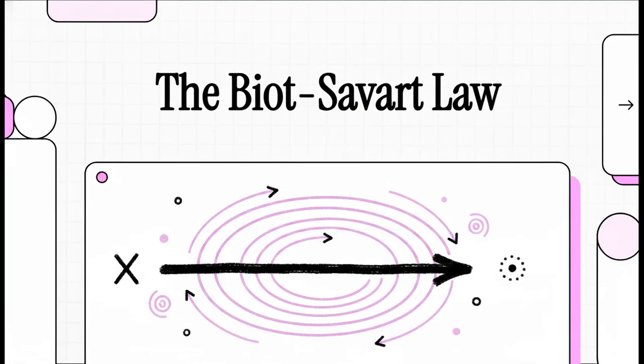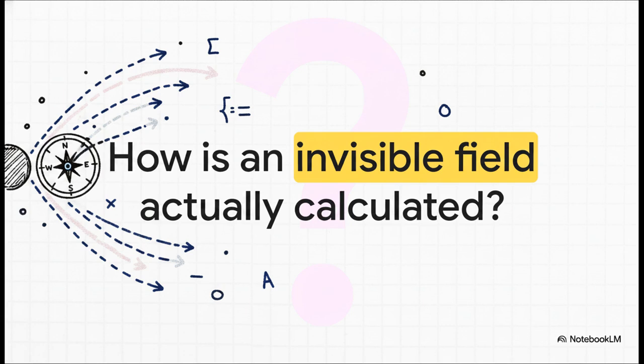So today we're looking at something that honestly feels a little bit like magic, but I promise you it is pure, elegant physics. Now, we already know that a simple wire carrying an electric current creates a completely invisible magnetic field all around it, right? But the really fascinating part isn't just that it happens, it's how we actually use mathematics to pull back the curtain on this invisible force. Which brings us to the big question: how is an invisible field actually calculated?